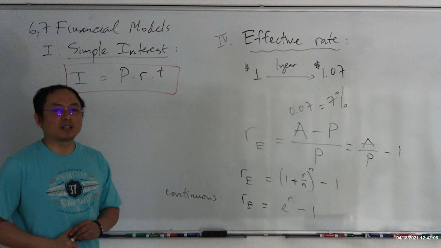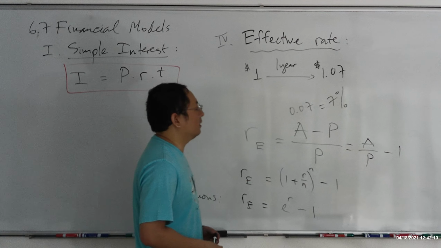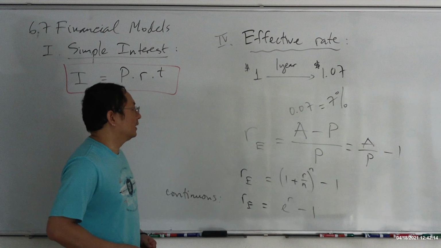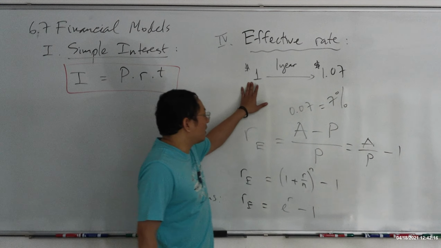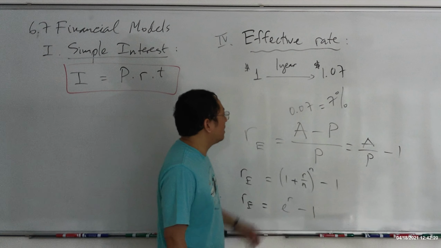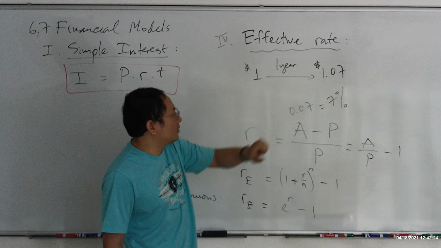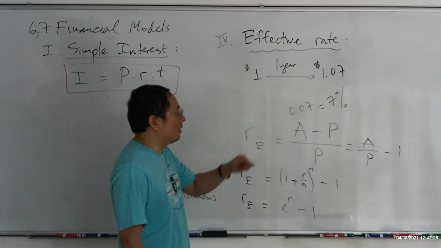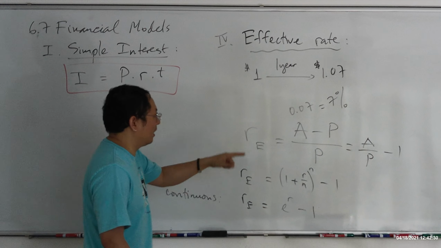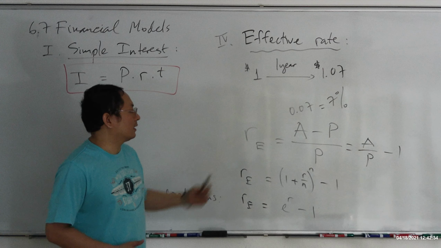One more time, effective rate is all you care about. You look at the initial amount and the final amount and see what the difference is. People use $1 because then you don't have to do the division. But in general, you take your final amount, subtract the principal, the original amount, and divide by the original amount. The difference between the ending point and the beginning, divided by the beginning. Then you have the effective rate.